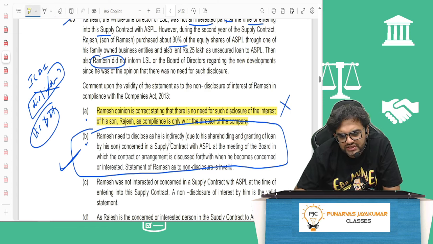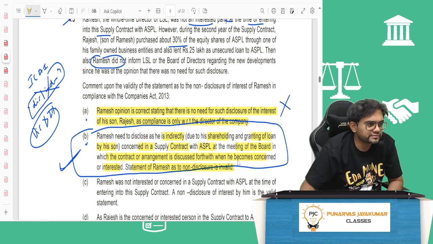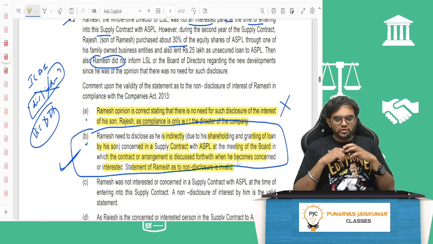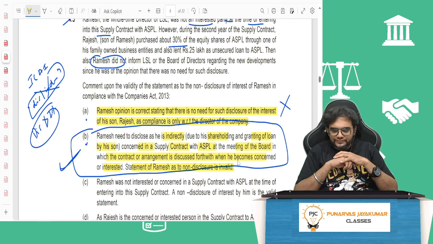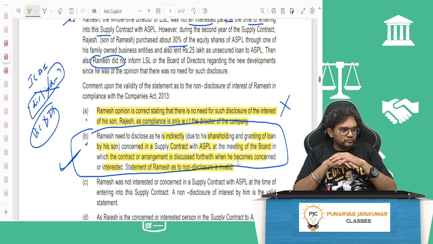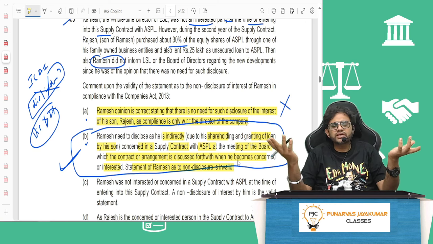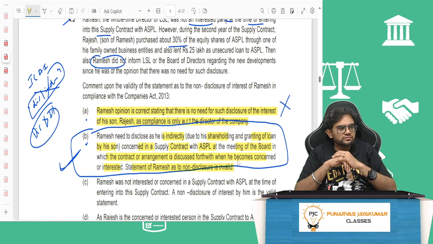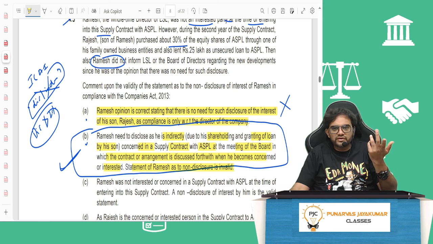Ramesh needs to disclose as he is indirectly concerned, due to his shareholding and the loan granted by his son, in a supply contract with ASPL, at the meeting of the board in which the contract is discussed, forthwith when he becomes concerned. The statement of Ramesh is invalid. This is the correct answer. You have to disclose, directly or indirectly, following strictly the section. Otherwise, why will I give directly or indirectly?